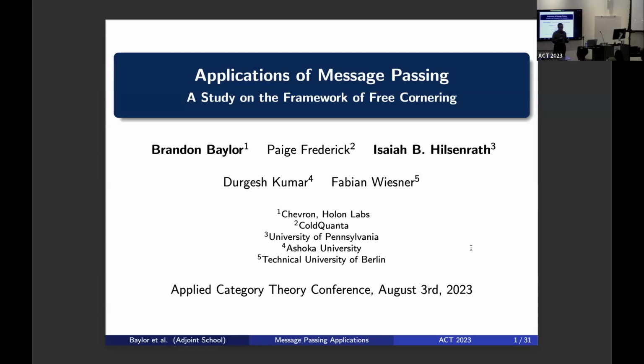So last week during research week, we set out to study the application of message passing to some protocols, but instead of using the full framework of linear categories, we used a framework developed by Chad Nestor called the free cornering, which is intimately related to linear categories, as the horizontal component of free cornering is linear category.